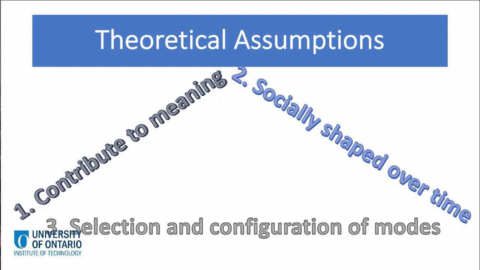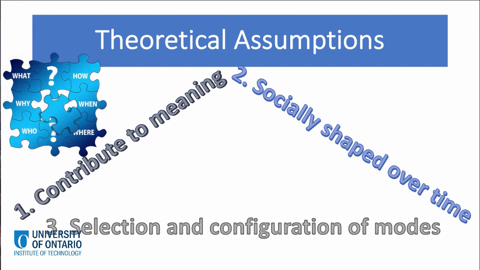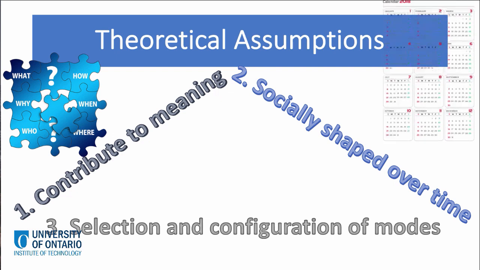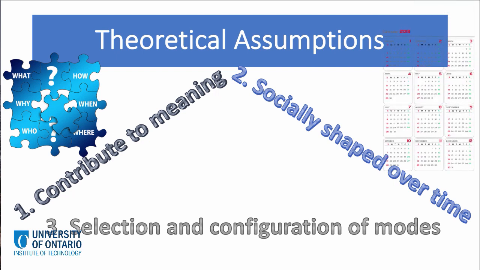According to Bezemer, multimodality has three theoretical assumptions. First, multimodality assumes that representation in communication always draws on multiple modes, all of which contribute to meaning. Second, multimodality assumes that resources are socially shaped over time to become meaning-making resources that articulate the social, individual, and affective means demanded by the requirements of different communities. Third, people orchestrate meaning through the selection and configuration of modes, foregrounding the significance in the interaction between modes.